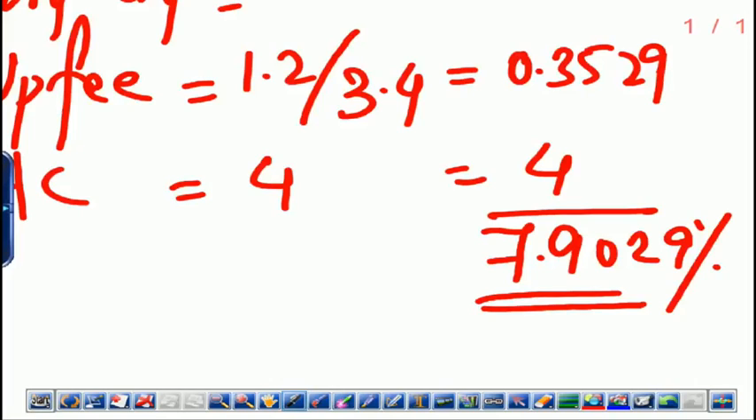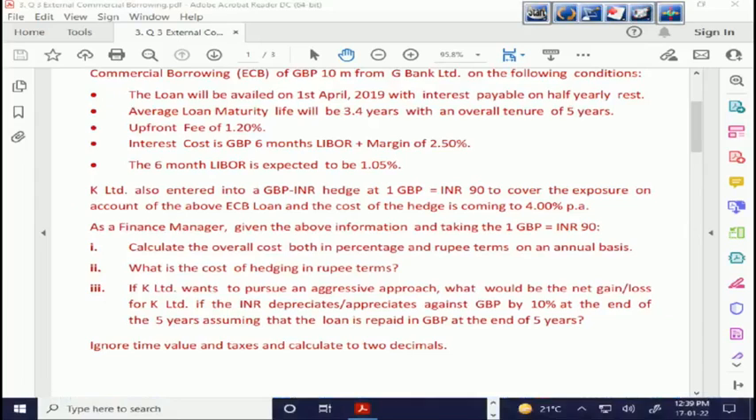Can it come in the exam? Yes, it can come in the exam. What is the cost of hedging in rupee terms? Hedging in rupee terms, cost of hedging.